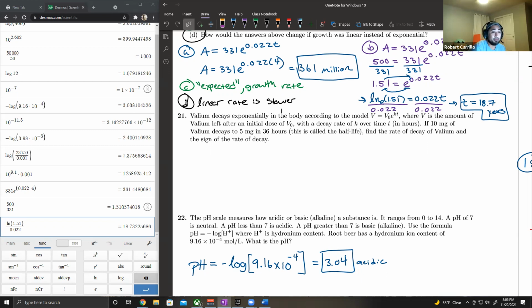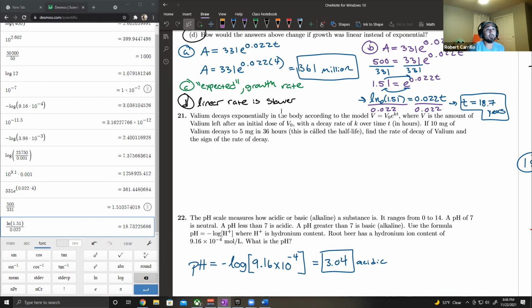So 21. Volume decays exponentially in the body according to the model V equals V initial times e to the kt, where V is the amount of volume left after an initial dose of V initial, with a decay rate of k over time t in hours. If 10 milligrams of volume decays to 5 milligrams in 36 hours, this is called the half-life, find the rate of decay of volume and the sign of the rate of decay.